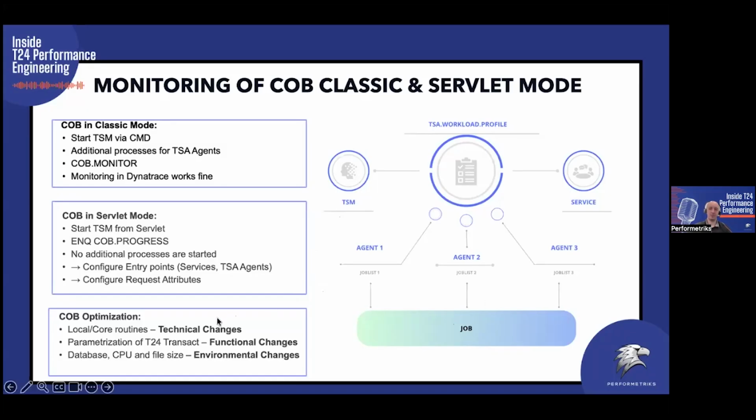Here, what we categorize is through this local or core routine technical changes, which means whether it's a local one which is written by the bank or it's a core one provided by the vendor, Temenos. In case it is a local one, we can easily debug and check what's happening. But in case it's a core one, we'll find difficulties in finding what is happening. For that, we have Dynatrace FastPack services.